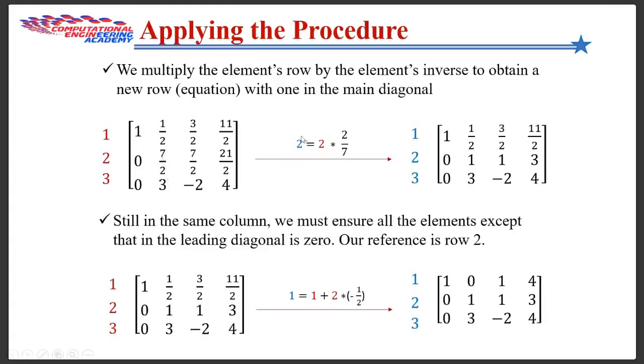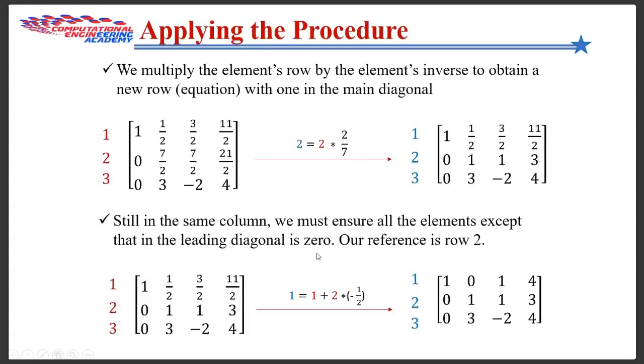Okay, that's why we multiply: the new row 2 will be equal to the previous row 2 times 2 divided by 7. So this will yield us 2 on 7 times this to give us 1, 2 on 7 times that to give us 1, 2 on 7 times this to give us 3, right? You do the maths, so it should be easy.